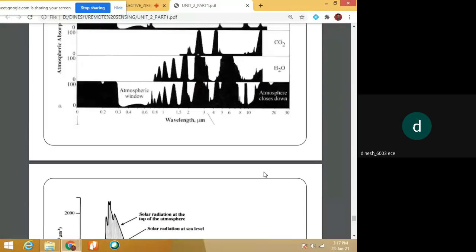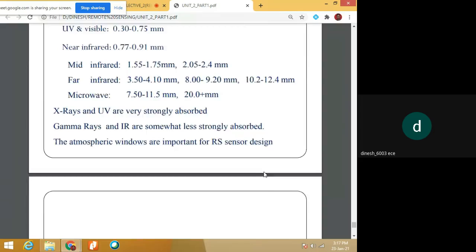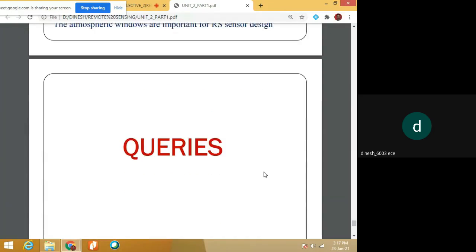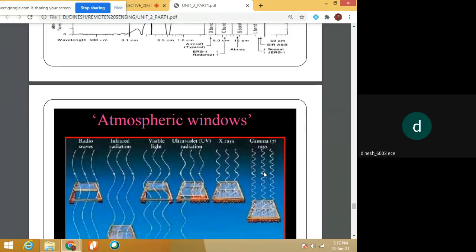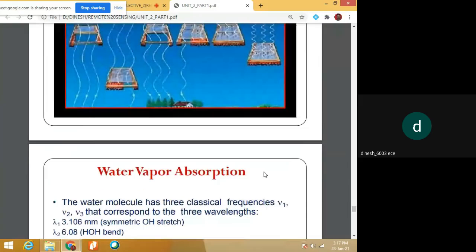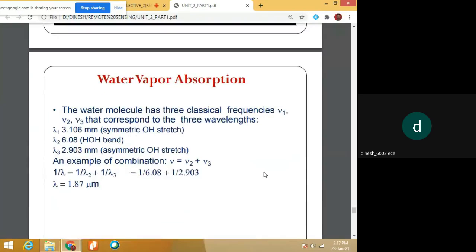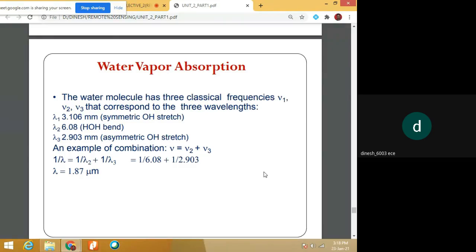Next is the water vaporization. So how does water vapor absorption start? The water molecule will have three classical frequencies, which are V1, V2, and V3, that correspond to three different wavelengths. As I have shown you, symmetric O-H stretch at 3.106 micrometer. It's not mm, it should be micrometer.